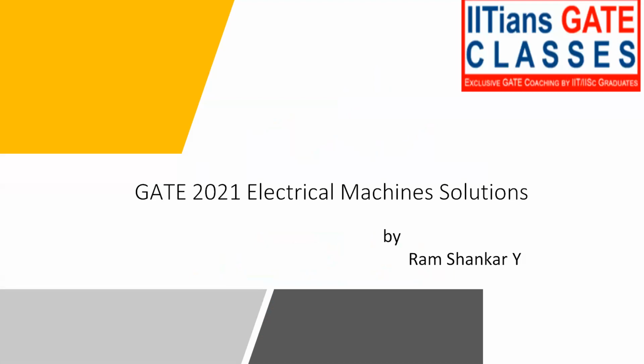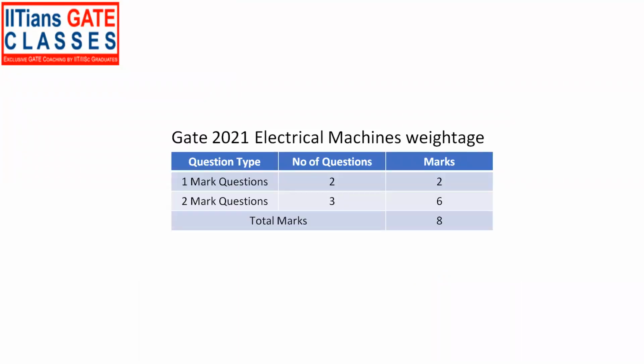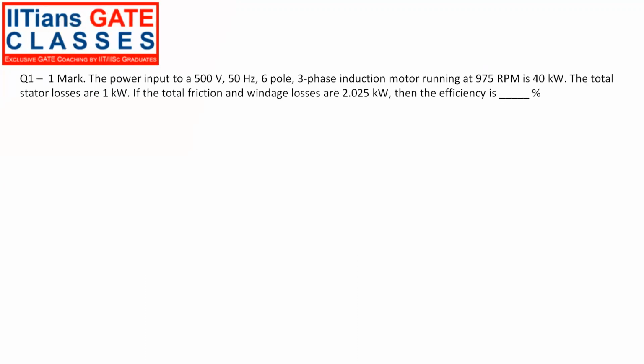Today we'll be discussing GATE 2021 electrical machines solutions. First of all, let's see the weightage. In GATE 2021, the total electrical machines weightage is 8 marks, out of which we got 2 1-mark questions and 3 2-mark questions. First of all, let's go to our first question, which is a 1-mark question.